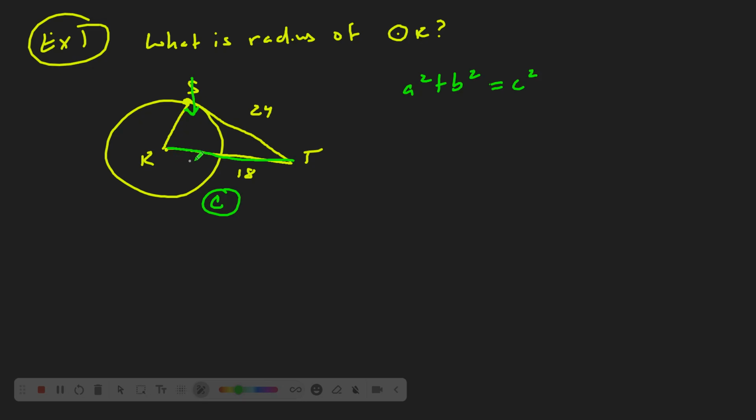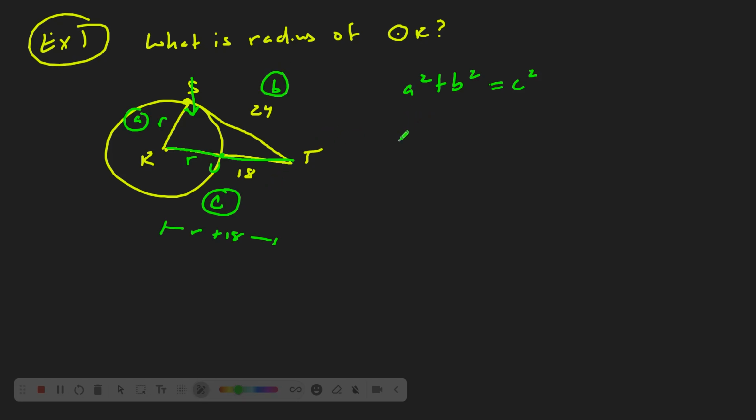Well, from R to this point right here, and they actually gave it a point U. So from R to U, this is the radius. Same thing with R to S. So this side is the combination of R and 18. So your C value is R plus 18. A and B do not matter. I'll let the radius be A and this side be B.